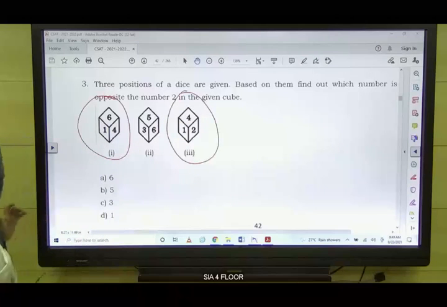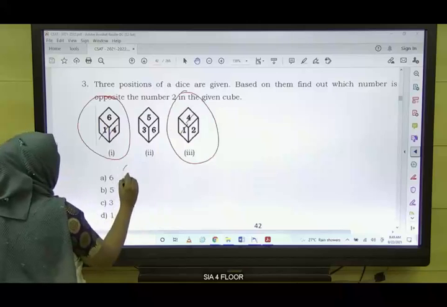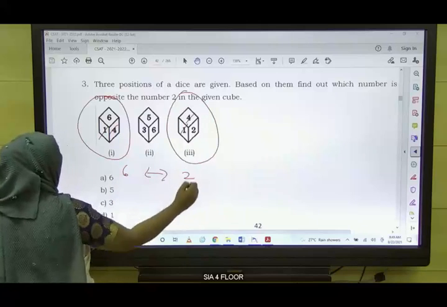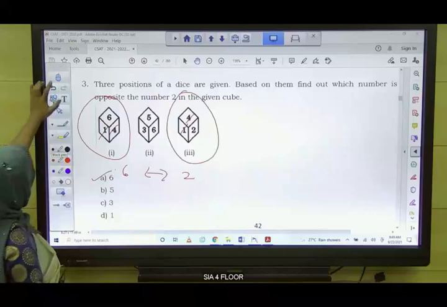If I select these 2, what happens? 1 and 4 get cancelled. 6 and 2. So what is opposite to 2? 6 is the answer. I think we have done this, right?